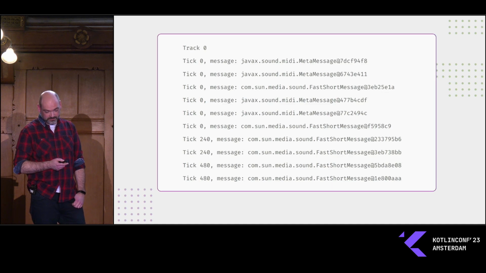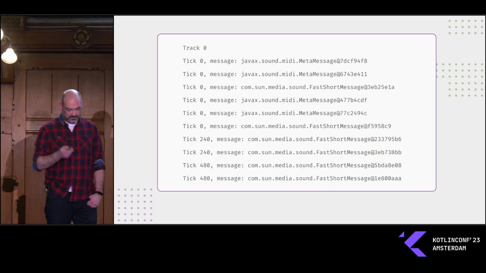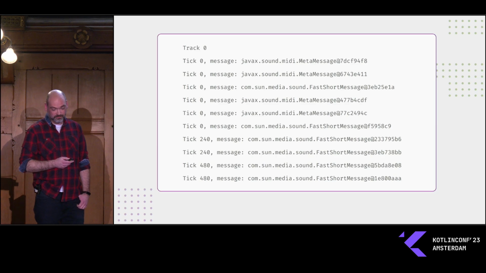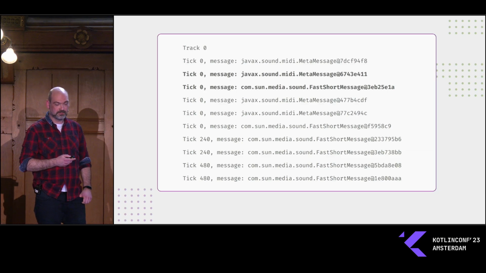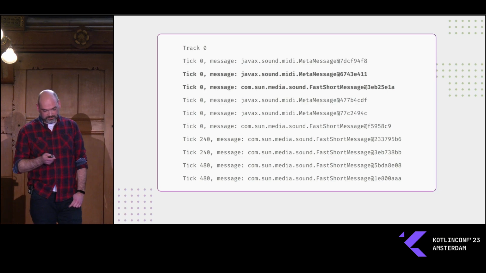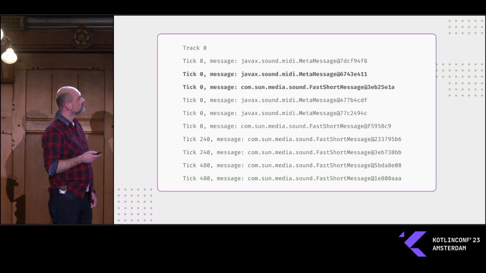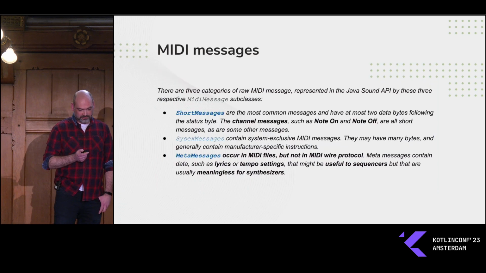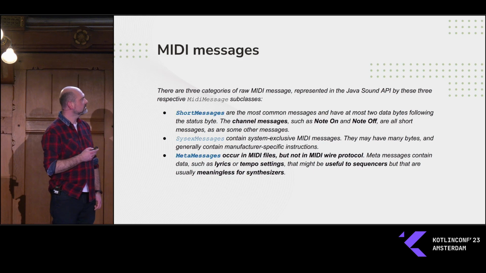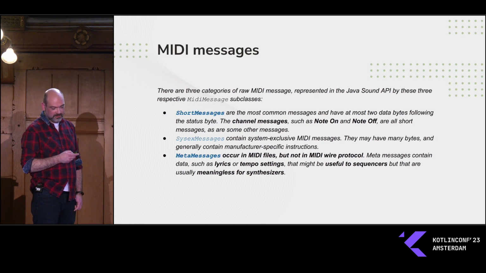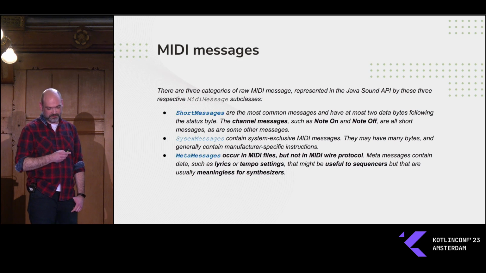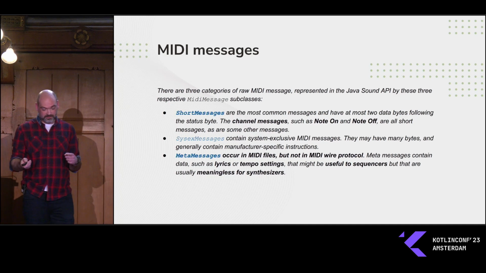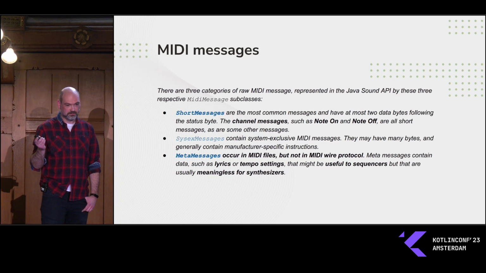And if we print it, it doesn't look that good. We see the ticks, but the classes have no toString implementation. But what you can see here is that we have two basic types of messages: meta messages and something called short messages. And going back to the Java docs, we can find out that there are three types of MIDI messages. But the third type is system exclusive messages, which are not interesting for us. And the meta messages, we can find out, occur in MIDI files and not in the protocol.